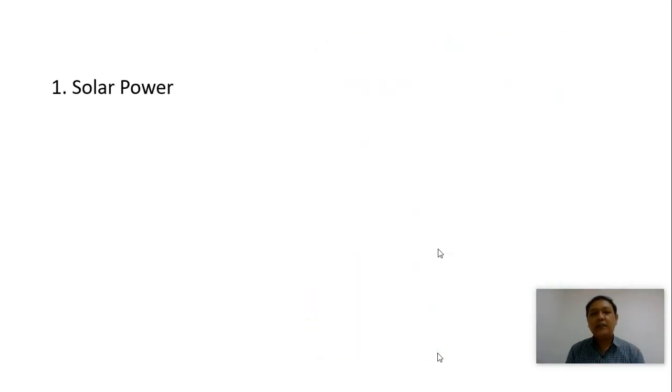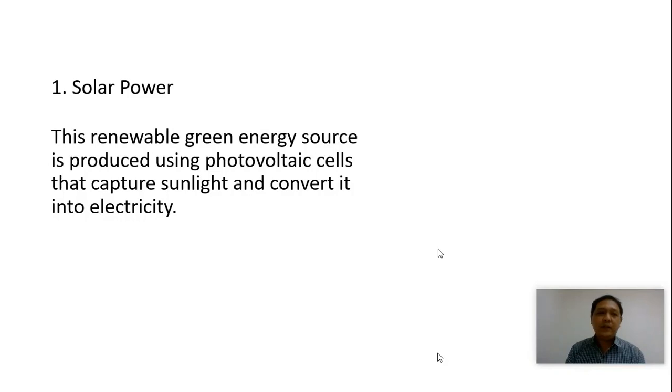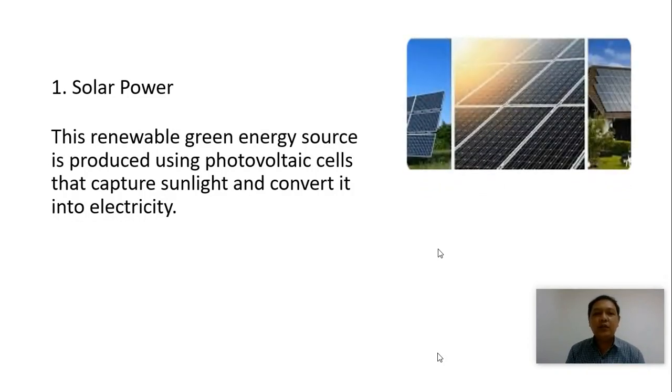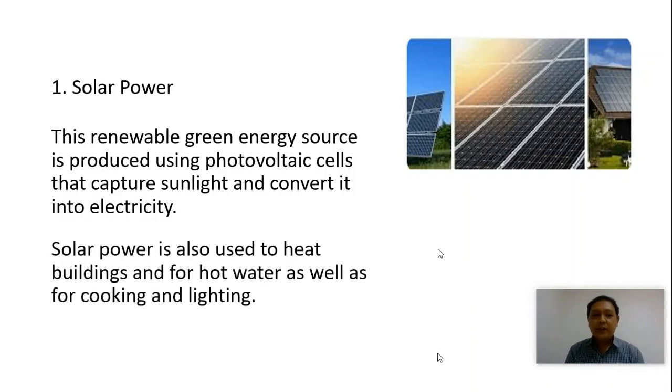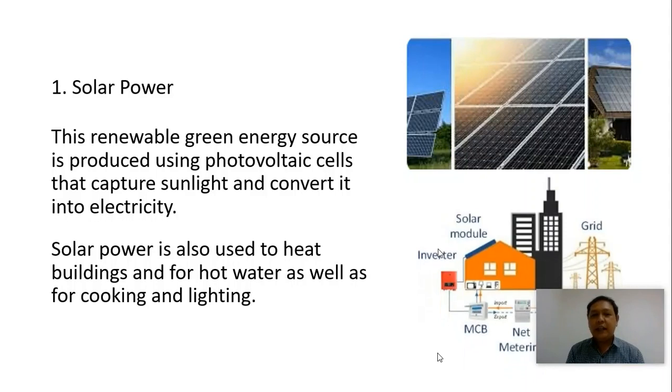Number one is solar power. This renewable green energy source is produced using photovoltaic cells that capture sunlight and convert it into electricity. Solar power is also used to heat buildings and for hot water as well as for cooking and lighting.